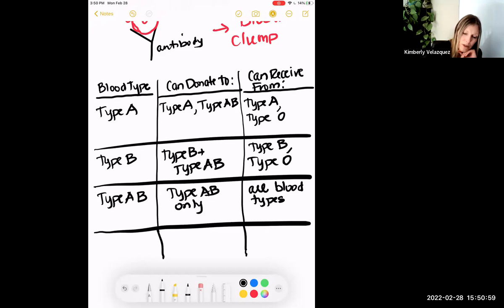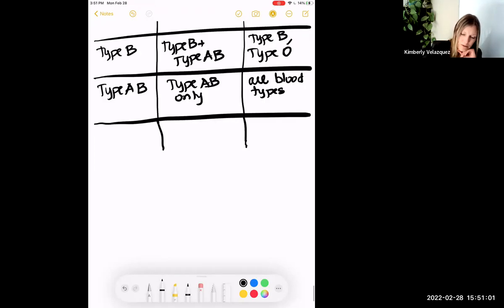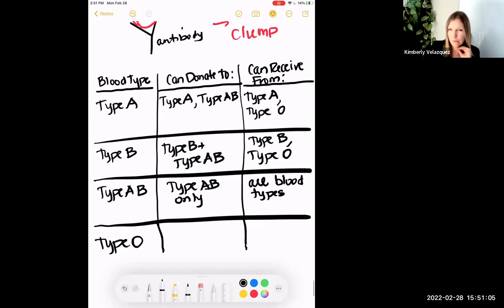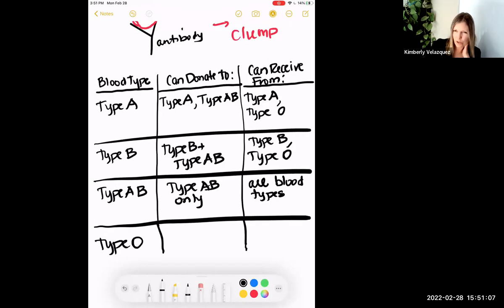Your type O, no ABO marker. No, I'm sorry, I call them ABO markers, but no A markers, no B markers. You can donate to all. You are the universal donor, but you can only receive from O because any A or B markers are going to be perceived as foreign.